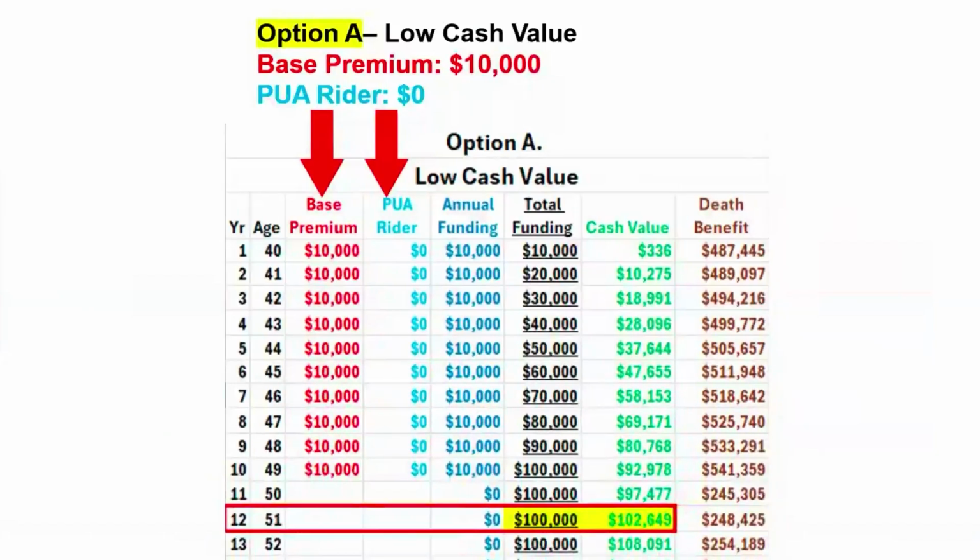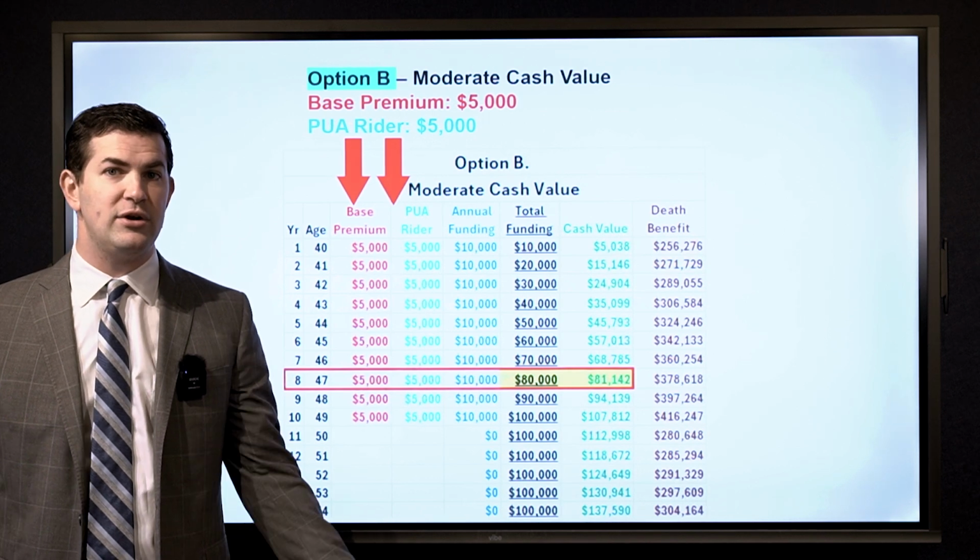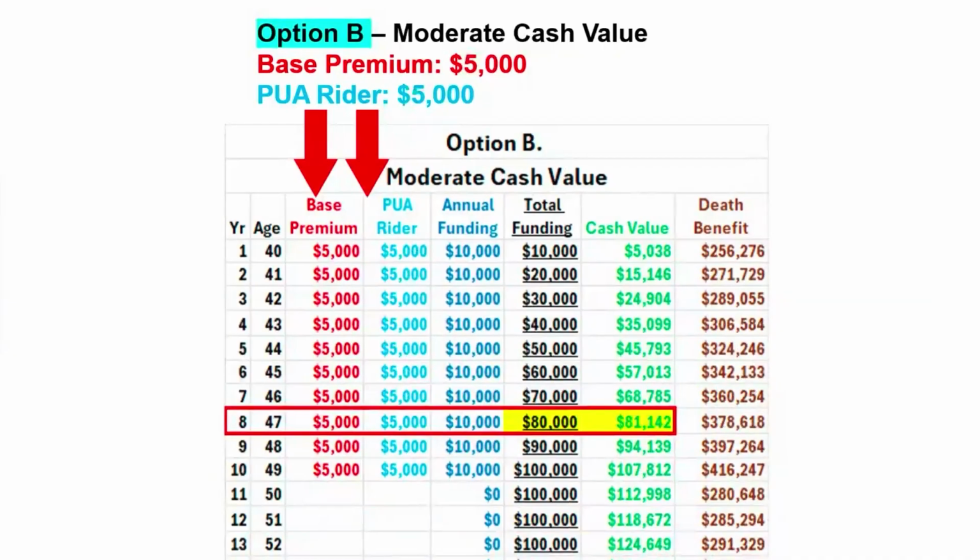So here we go, $10K per year. This is option A. All went toward premium, nothing in PUAs. This example took 11 years to get his money back. If we look at option B, what's the difference? We'll look at the premium and PUA rider. Split 50-50. As a result, you get your money back in 8 years.